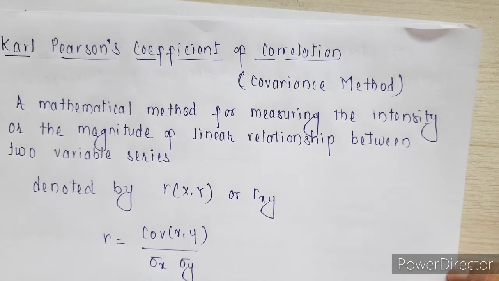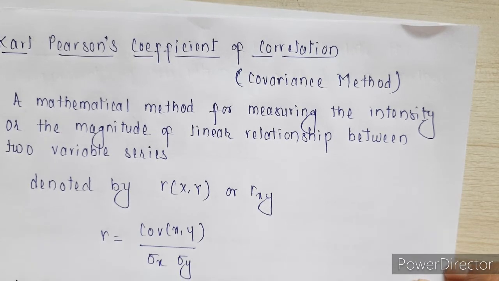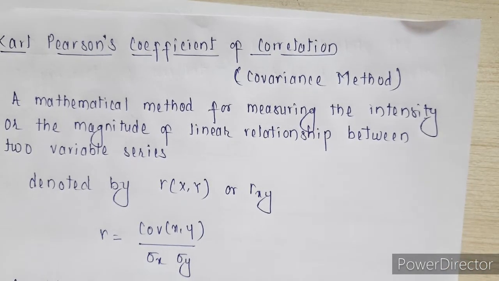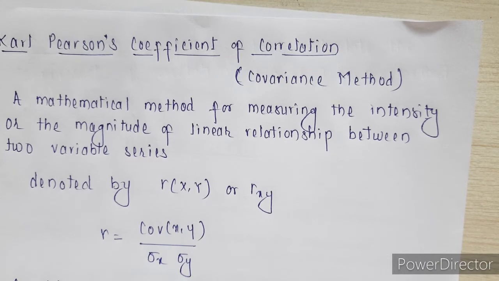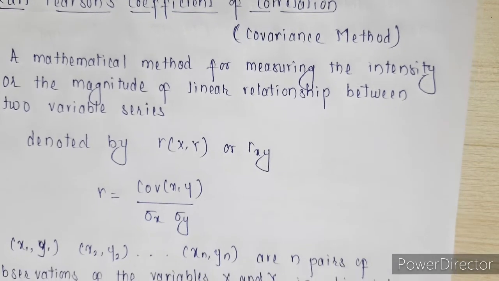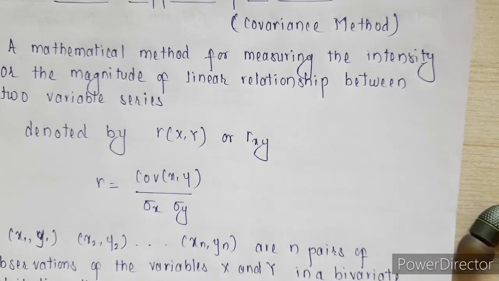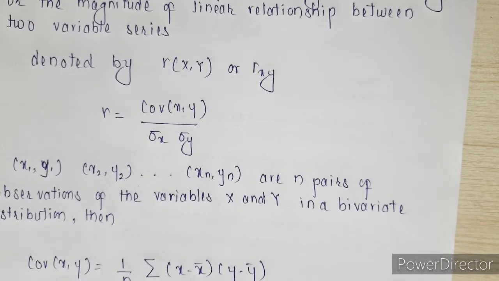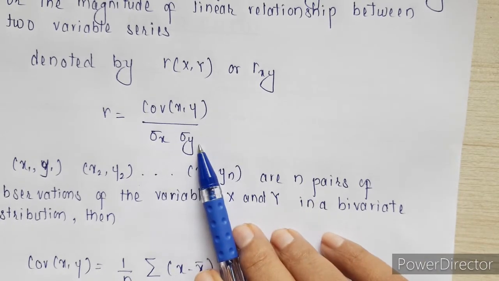So let's move on to Karl Pearson's coefficient of correlation. It is also called the covariance method. It is one of the most used methods for measuring the intensity or magnitude of linear relationship between two variables. Here also we can compare two variables at a time. It is denoted by r(x, y), or we can simply write it as r_xy. The formula is given as covariance of x, y upon sigma x into sigma y, that is, the standard deviations.